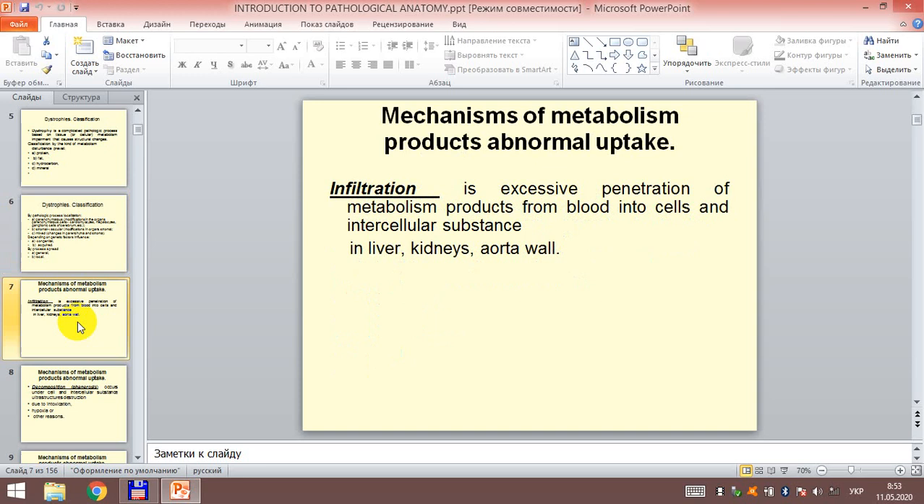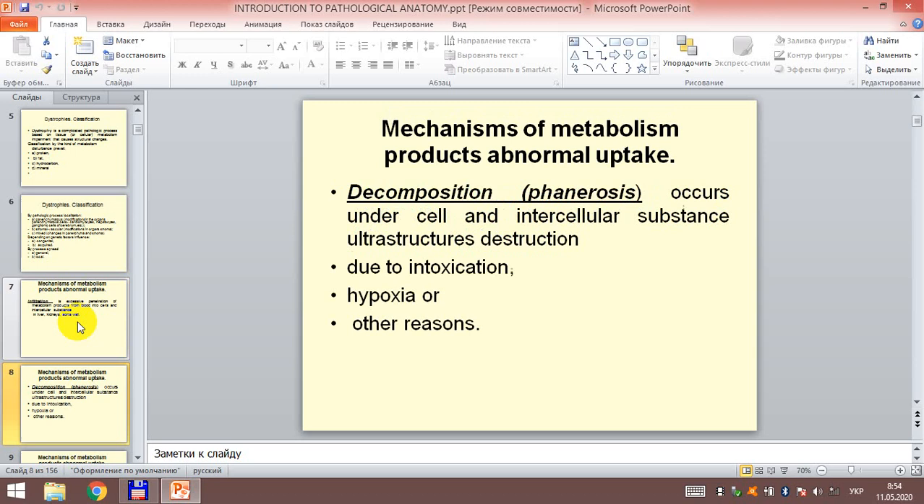Also, the mechanism of abnormal uptake of metabolism products, infiltration. In the first variant, dystrophy develops through excessive penetration of metabolism products from blood into cells and intracellular substance. Very often you can see such a mechanism in liver, kidney, aorta wall, and other organs. Mechanism of decomposition, phanerosis: the dystrophy occurs under destruction of cell and intracellular substance ultrastructures. Very often this variant develops due to intoxication, hypoxia, or other reasons.